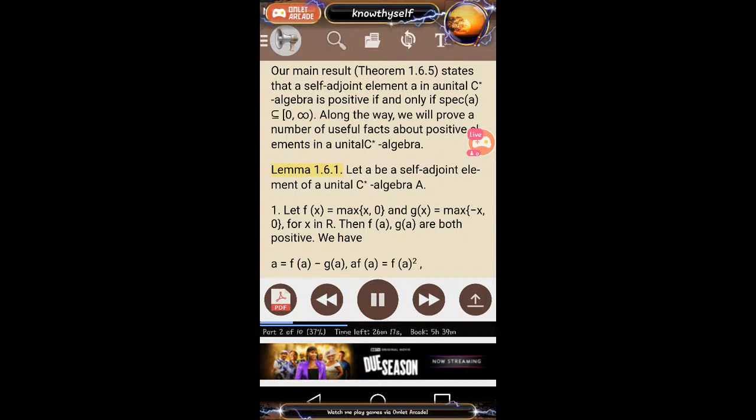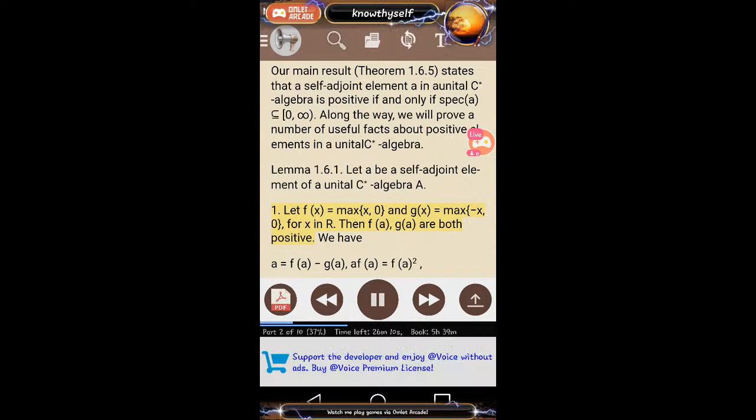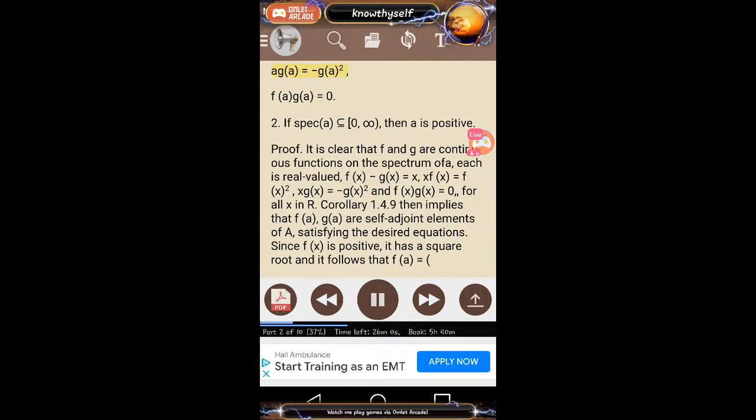Lemma 1.6.1. Let A be a self-adjoint element of a unital C*-algebra. 1. Let f(x) equals max(x, 0) and g(x) equals max(-x, 0) for x in R. Then f(A) and g(A) are both positive. We have A equals f(A) minus g(A), Af(A) equals f(A)², Ag(A) equals minus g(A)², and f(A)g(A) equals 0. 2. If spec A is contained in [0, infinity), then A is positive.